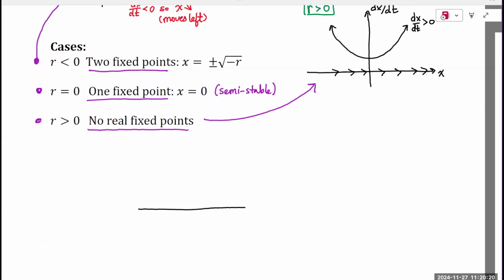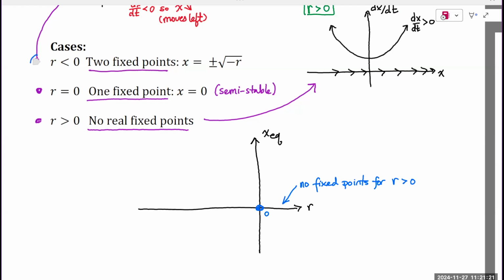A bifurcation diagram is a plot that generally has the value of the bifurcation parameter, in this case r, along the x-axis, and the position of the equilibrium point on the y-axis. Now we know that for r positive, there are no fixed points, so there's nothing to plot. For r equals 0, we do have one fixed point, and for r negative, we have two fixed points, one of which equals the square root of minus r, and one of which equals the negative square root of minus r. Now, the shape of those plots will look something like this.